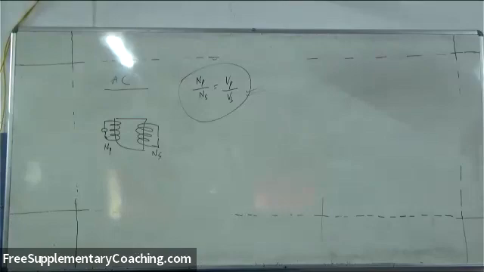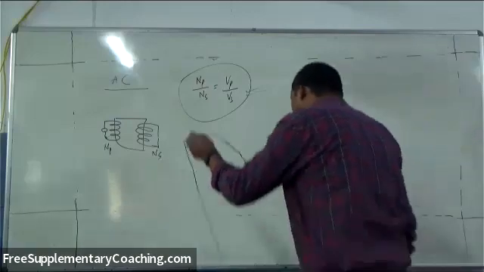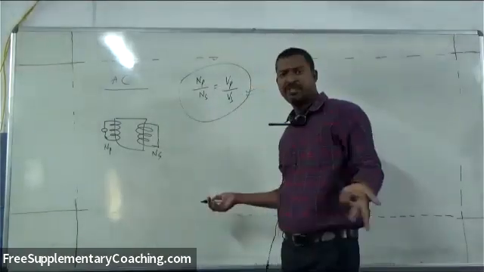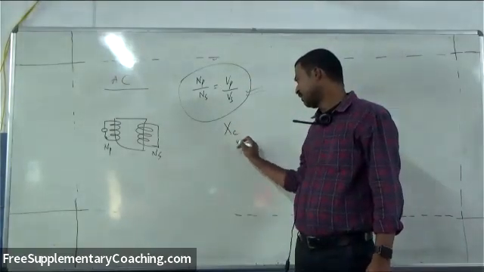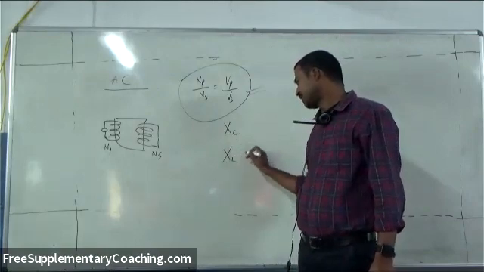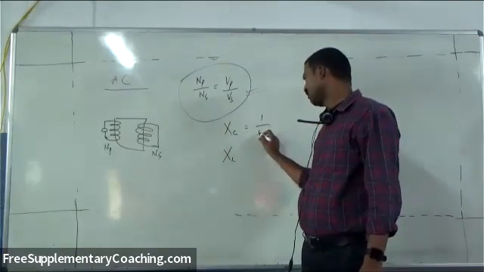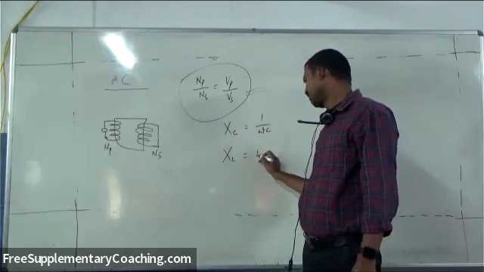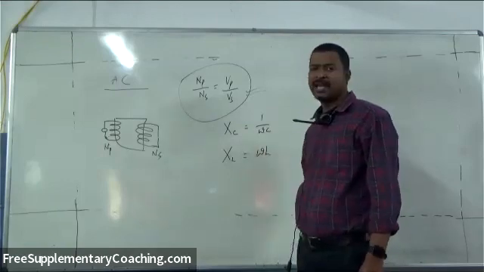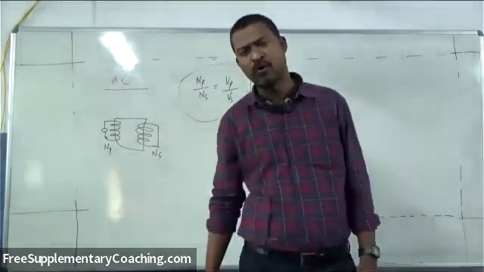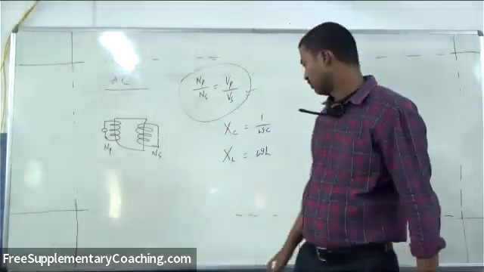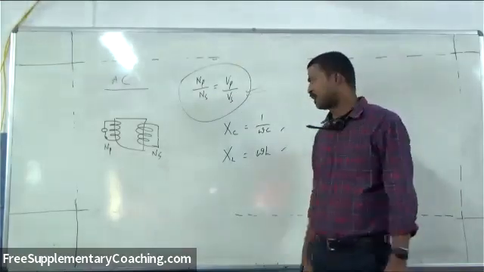Another question is, write the expression for the reactance of inductor and capacitor. Capacitive reactance and inductor reactance expression we need to write. Simple. Capacitive reactance XC, inductor reactance is XL. This is 1 by omega C, and this is simply omega L, where omega is the angular frequency of the alternating source. Simple, direct expression it is.